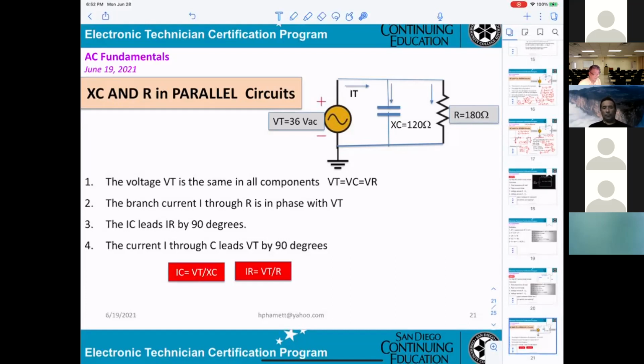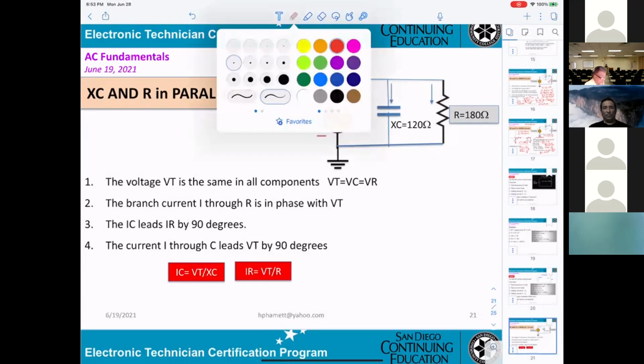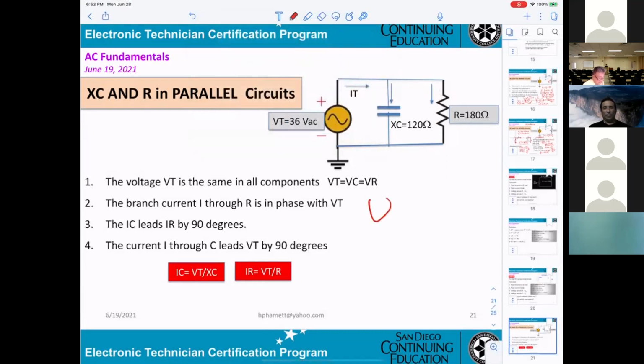Okay, if you haven't said anything, I can tell you. VT right here, VR right here. VT and VR, what happened? VT, VR equal VC. Is that right? Yep. Yeah, you get only one volt. It's in parallel. Okay.